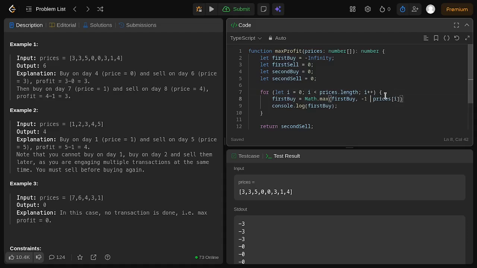If we multiply a negative value with a negative value, then we will get a positive value. So we can just stay at 0 minus the price of the current iteration, because we are starting from a budget of 0.